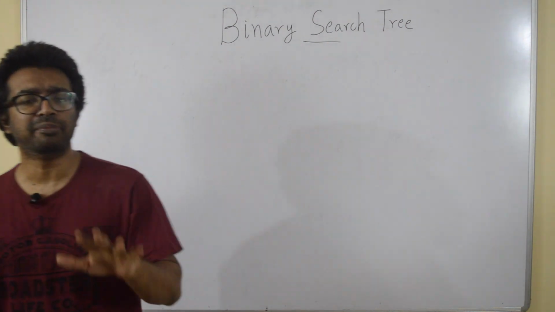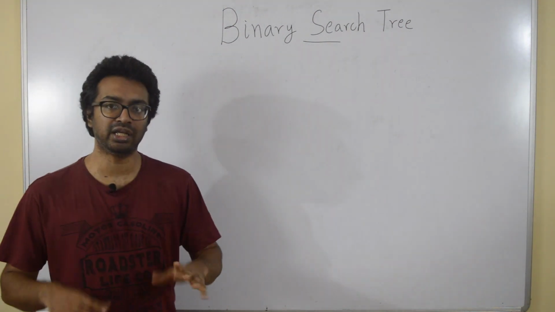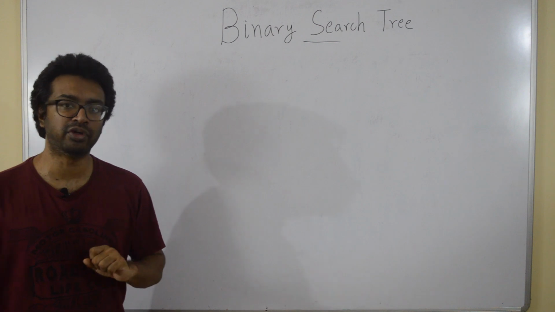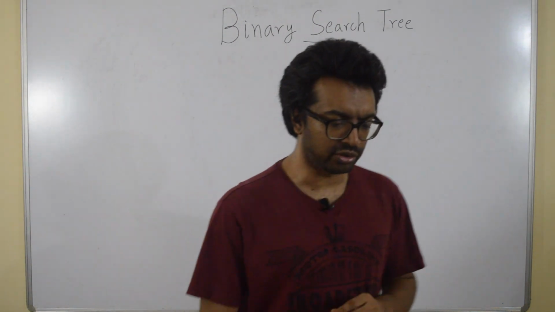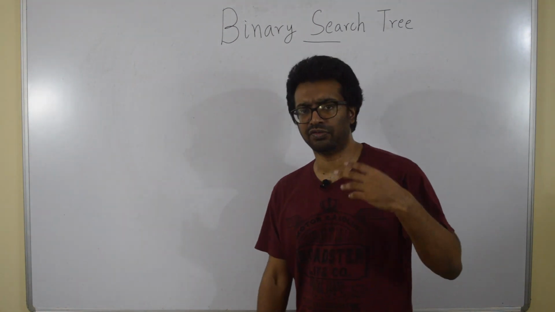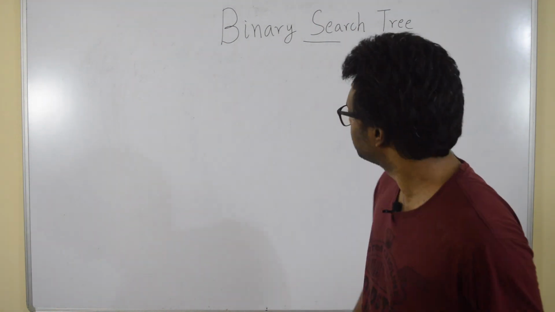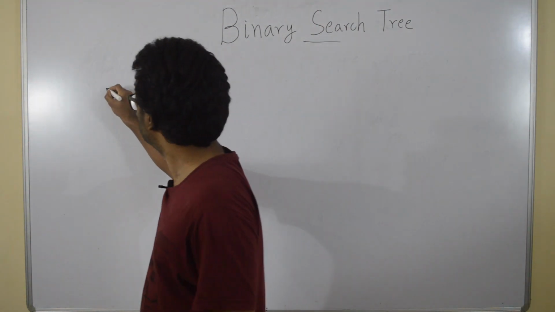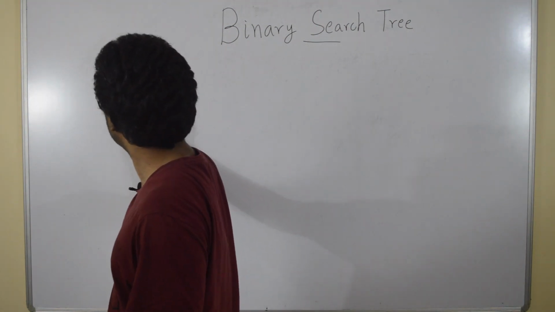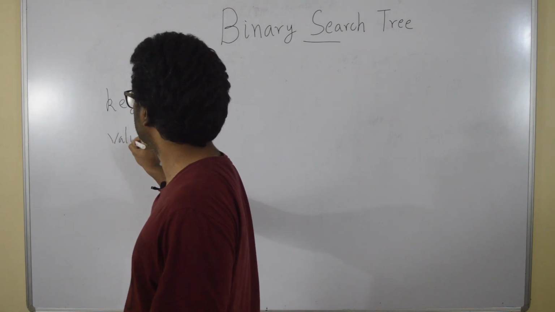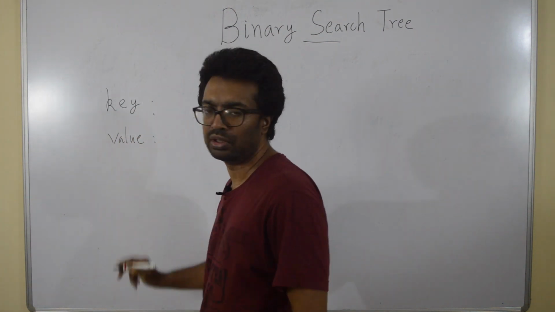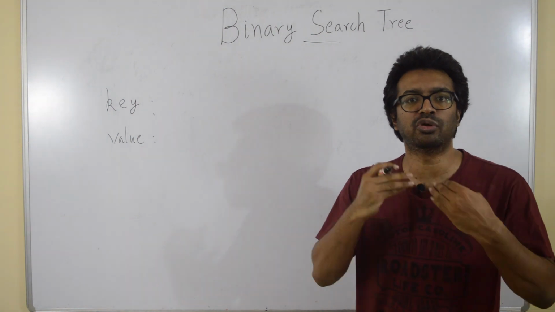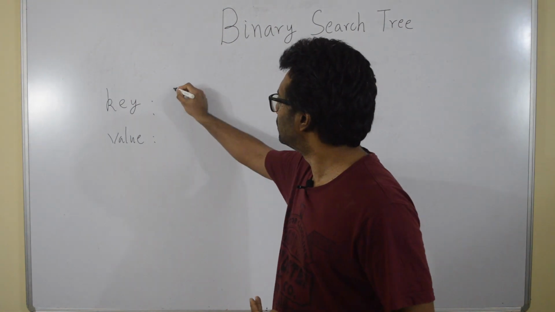Now I want to implement a dictionary in a computer. This is what we are going to do now. And how can I do that? A dictionary, you can think of, has two parts. One is the key and the other is a value. The key is the word which you are going to search for. For example, let's say hockey.